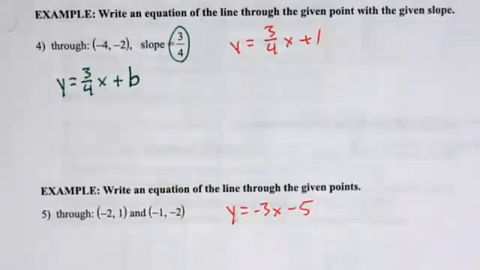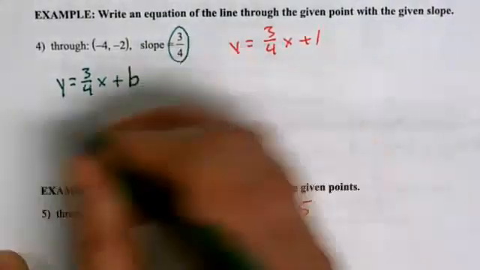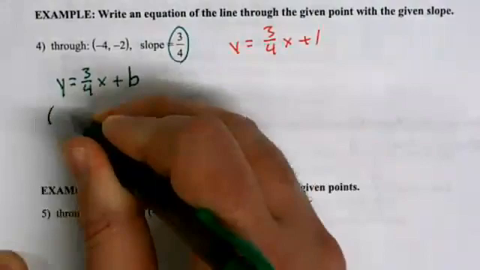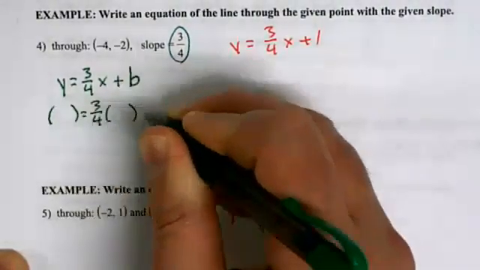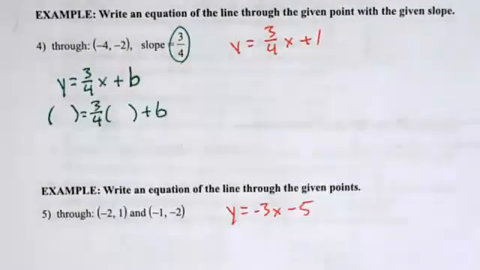All right, now what I need to do is take and rewrite that equation without the x and without the y. Because I'm going to be putting some numbers in for x and y.